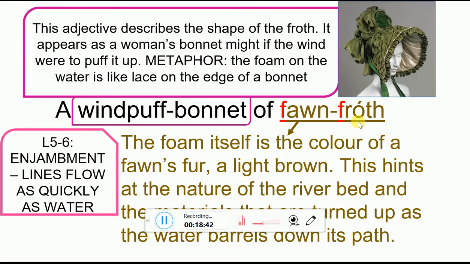Now, the fawn froth is what? The color. It means the appearance of water at the lake. It looks like the foam that is there, because the water has been rushing down from the highlands to the lake. When it's resting, it forms a foam. That foam looks like a bonnet that was blown by the wind. However, not only does it look like that metaphorically, he also went further to describe it in terms of color, to say it is a fawn froth. The foam itself is the color of a fawn's fur, which is indeed how? Light brown.